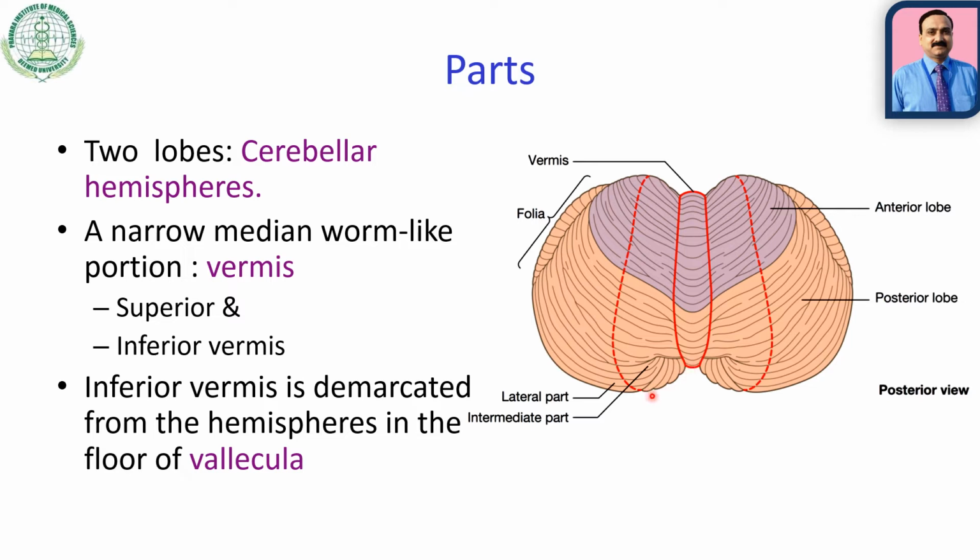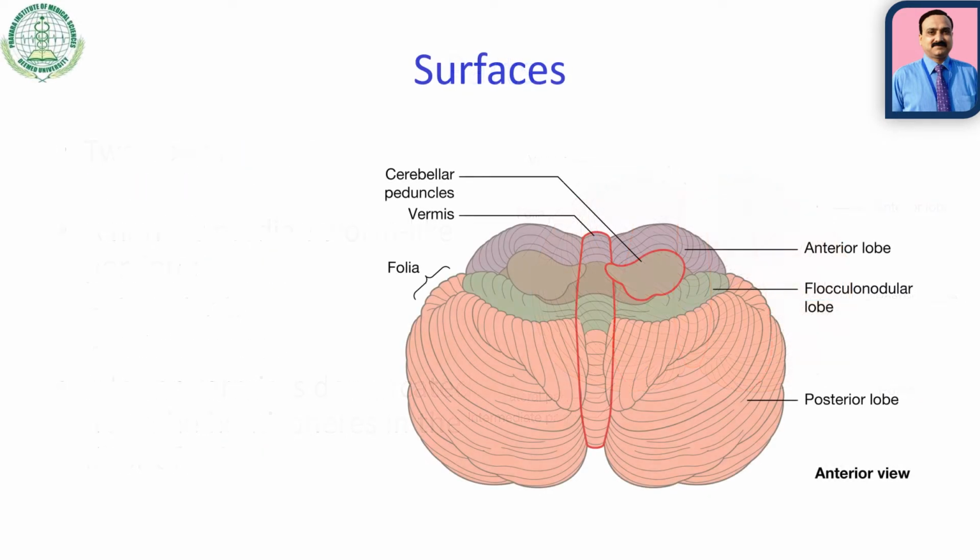So this lower portion is called the vallecula. This is another view, we can say the anterior view of the cerebellum, in which we can clearly see the vallecula. And this is the inferior vermis, this is the superior vermis.